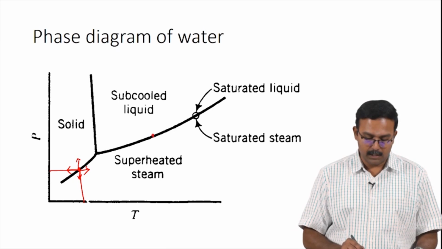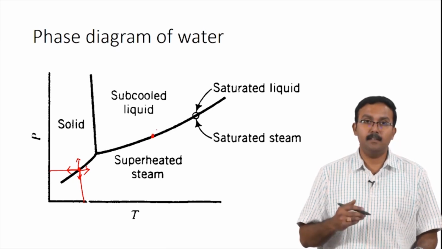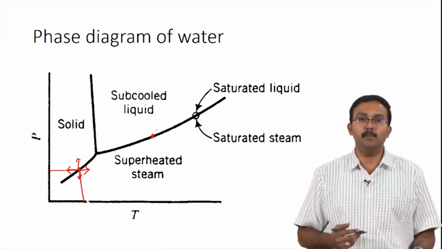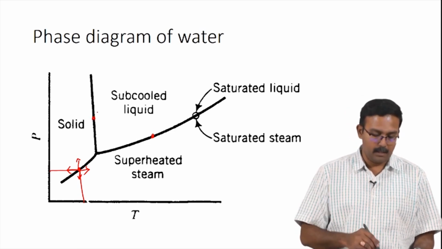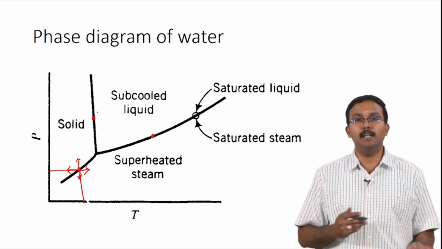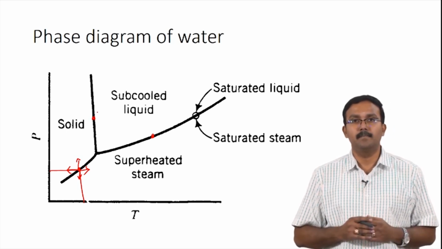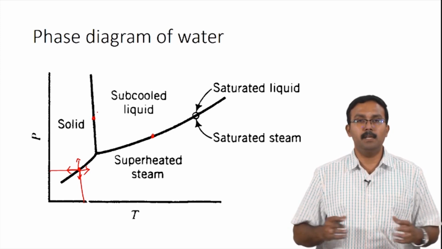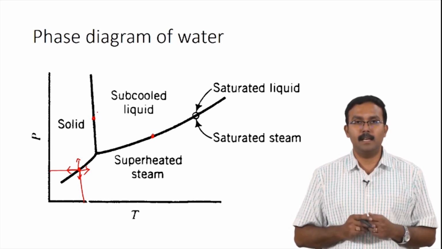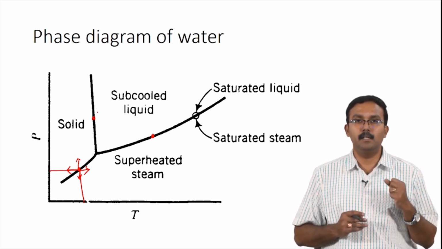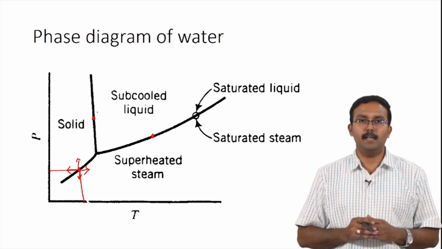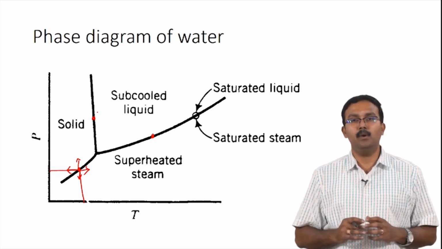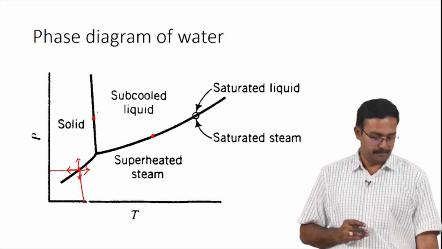Similarly, a point on this line would have saturated vapor and saturated liquid existing simultaneously. And on this line, you would have saturated solid and liquid existing simultaneously. So, these are the equilibrium curves on which two phases can exist, and the triple point is the equilibrium point where three phases can exist. Now that we have some fundamental understanding of what a phase diagram is, let us look at how the steam tables are built.